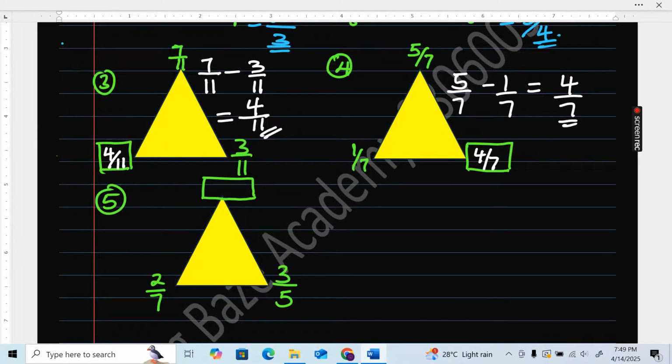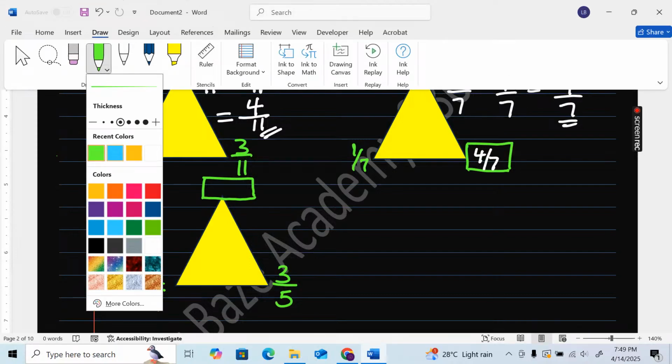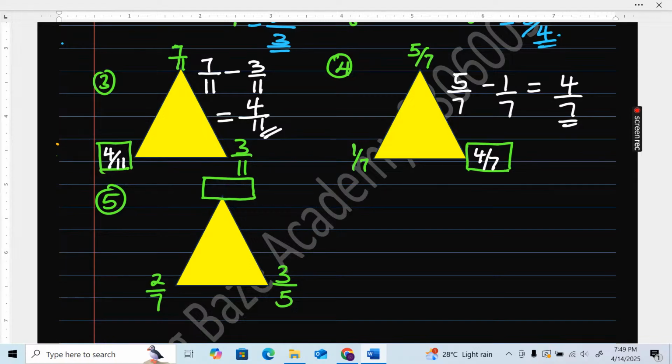So for us to be able to figure out the fraction above, we need to add the fractions that are below together. That is 2/7 plus 3/5. Adding these two fractions together, we will be able to get the right answer above, right? I hope you understand. Okay, now the denominators are not the same. So we have to find the LCM of 7 and 5.